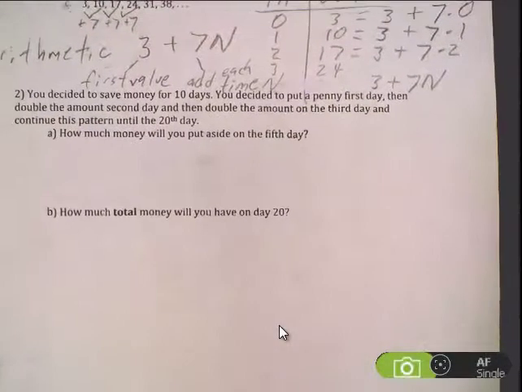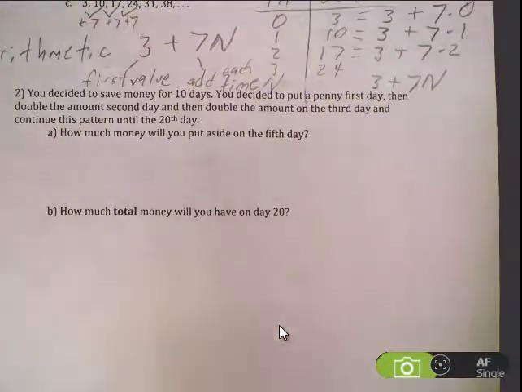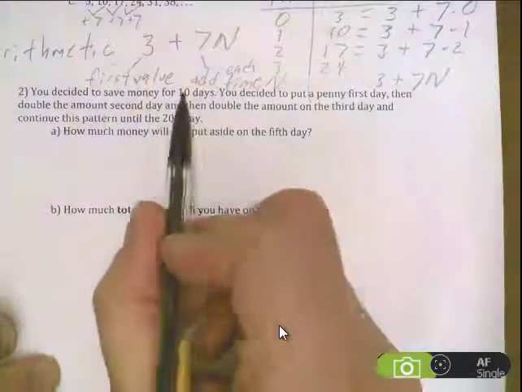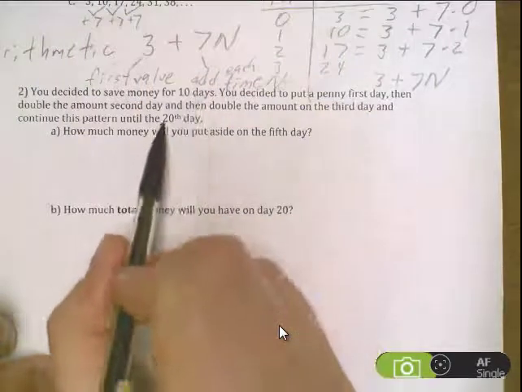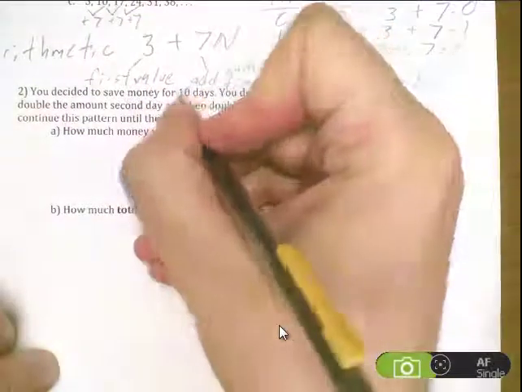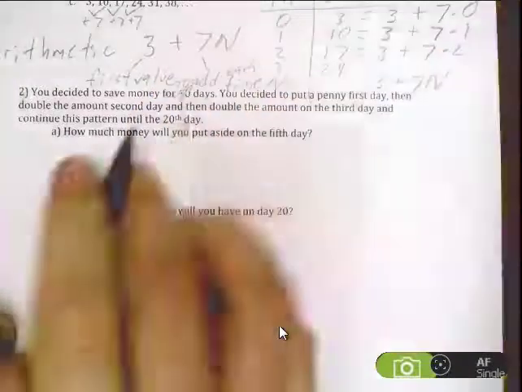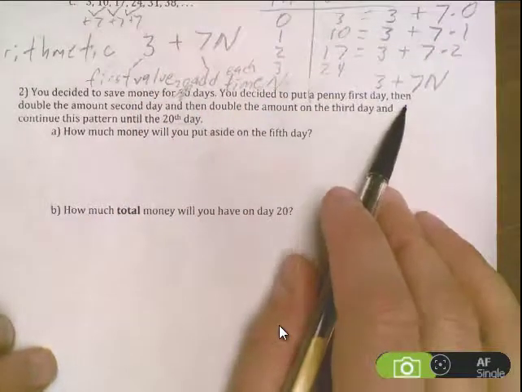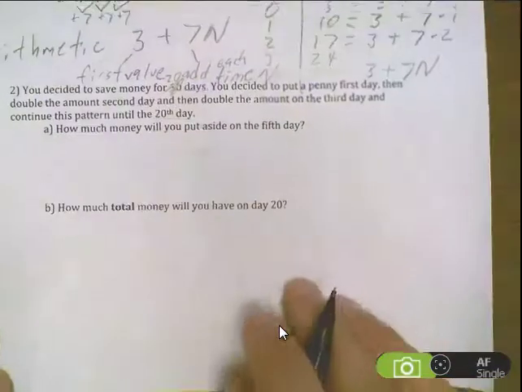All right, so now let's look at number 2. Number 2, someone pointed out to me, has a kind of typo. You decide to save money for 10 days, and then later it asks how much money you have on the 20th day. So this should be a 20. You decide to save money for 20 days. You decide to put a penny the first day and double the amount the second day.